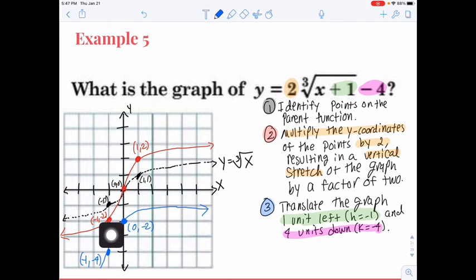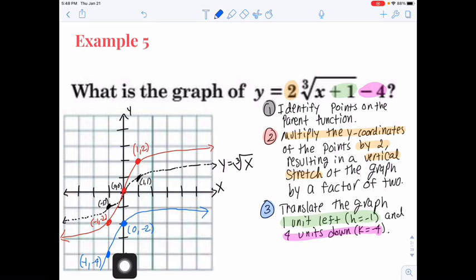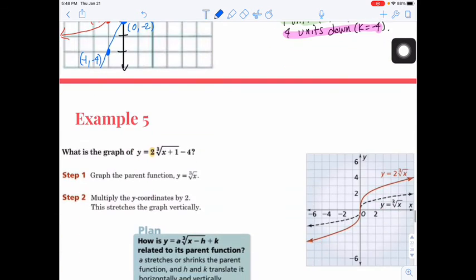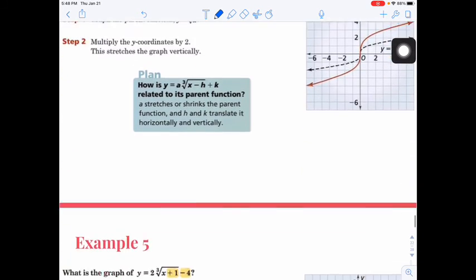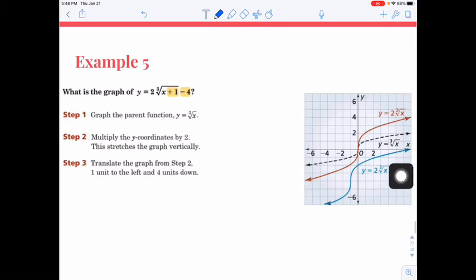The point (-1, -2) shifted doesn't quite fit on this graph, but it is shown on the following slides. The following slides have all this work written out, and then you can see the final graph of y equals 2 times the cube root of x plus 1 minus 4.